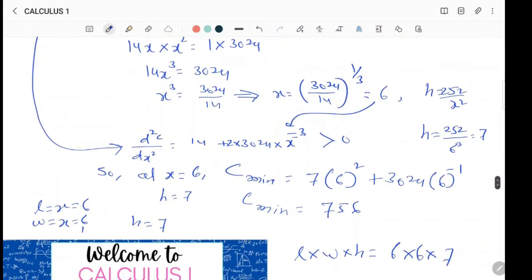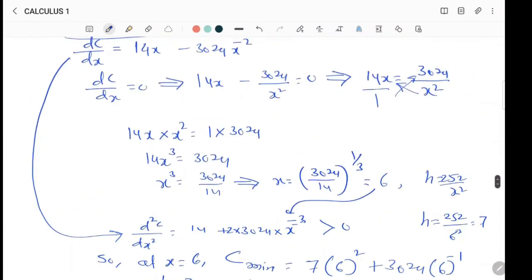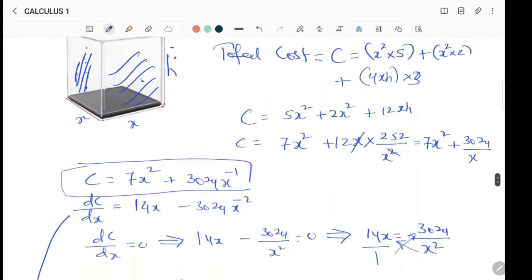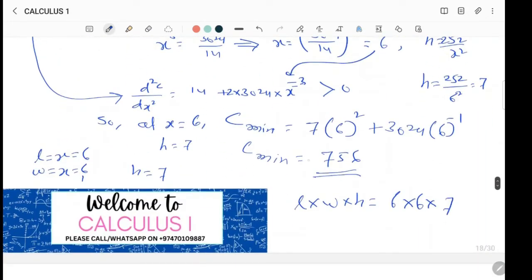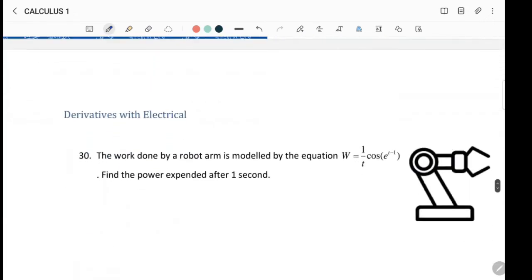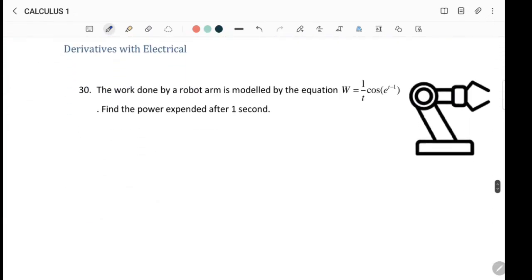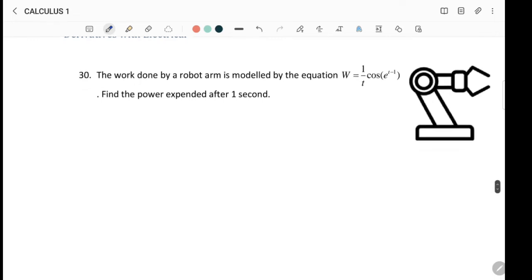So minimum cost is $756, everything in dollars, so it will be that much dollars. Okay, now let's move to the next question. The work done by a robot arm is modeled by the equation. Find the power expended after 1 second.